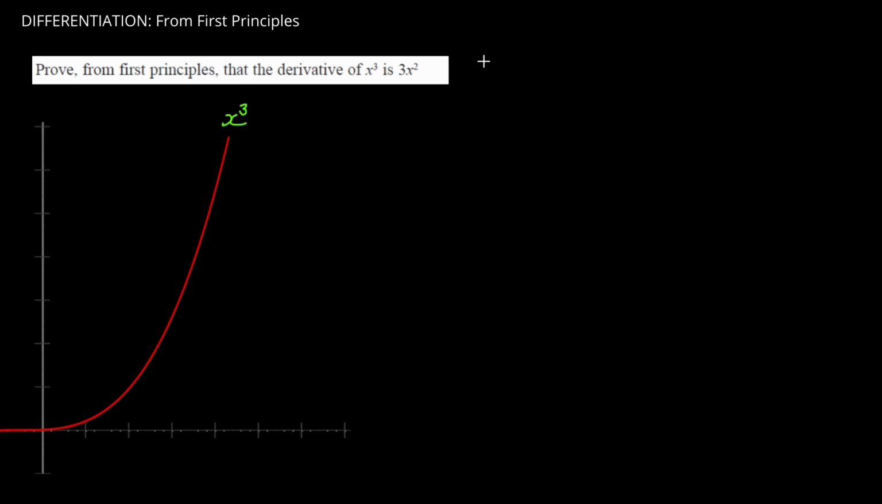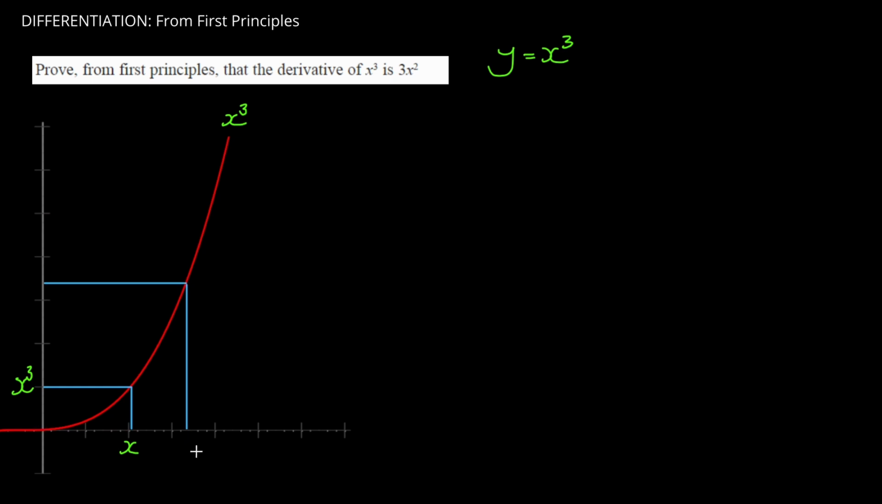So I've got the function y equals x cubed, and I've drawn it on a grid. Okay, the proof goes this way. If we choose a point on the x-axis, and let's call this point x, what's the corresponding y value? Well, if x is our x value, y is x cubed. What about a different x value, and its corresponding y value?